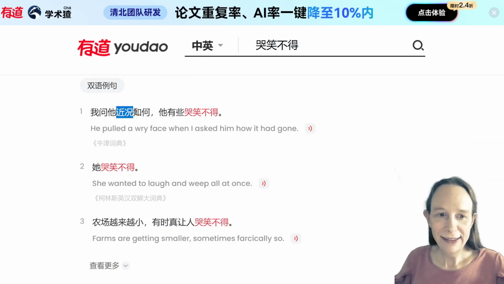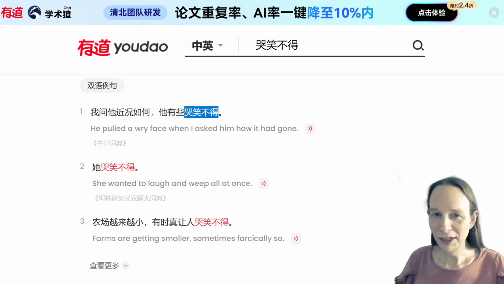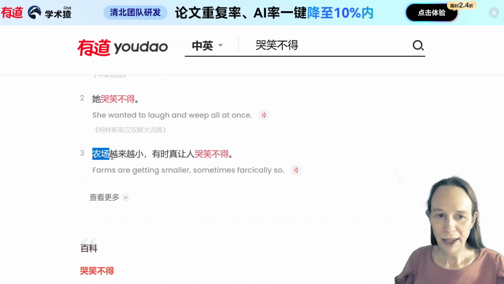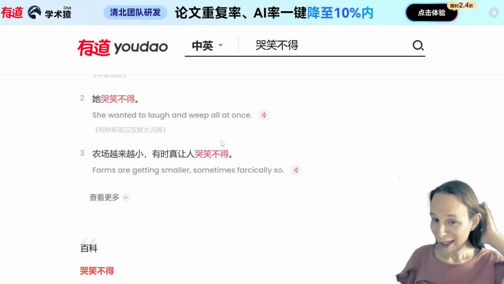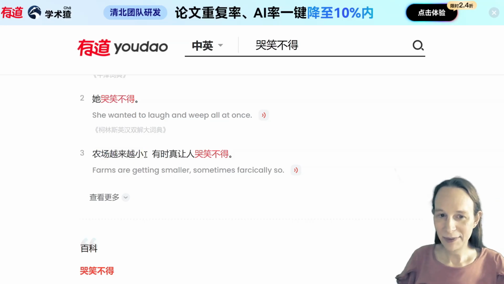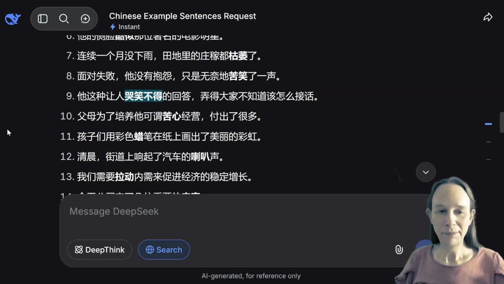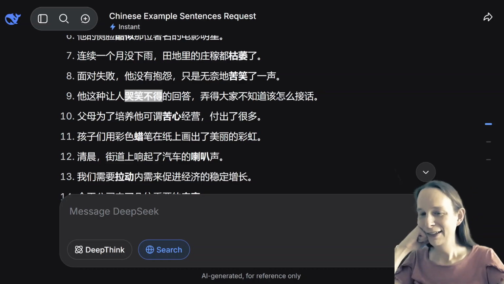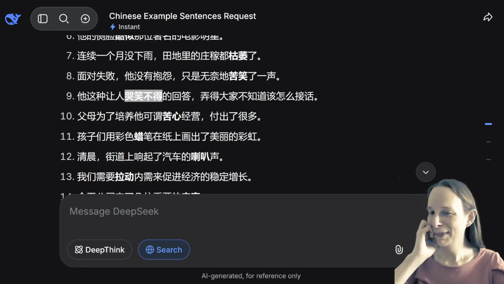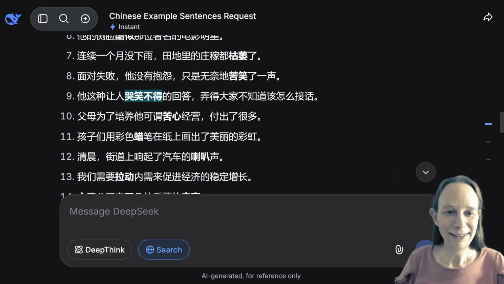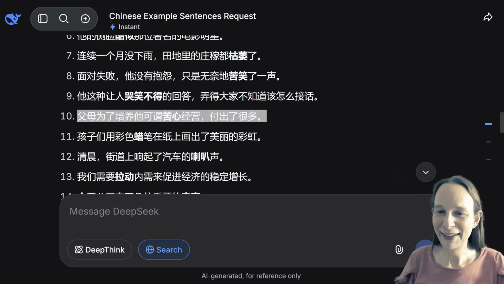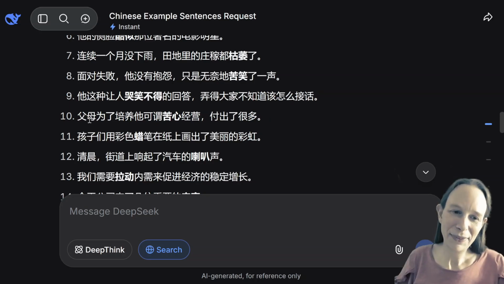我问他，近况如何？近况如何？OK，近况如何？他有些哭笑不得，他哭笑不得。农场越来越小，有时真让人哭笑不得。So the farm is getting smaller. Yeah, it's funny because it's, I don't know, tragic. If it was in a storybook or something, it'd be like, oh, maybe, I don't know.